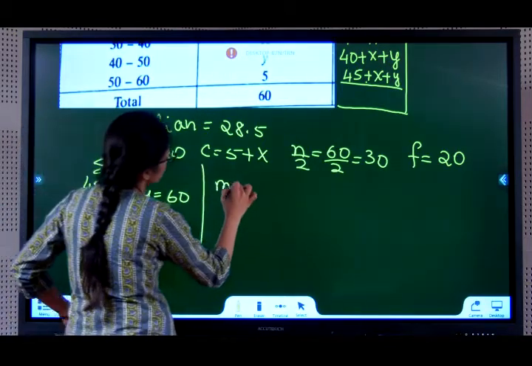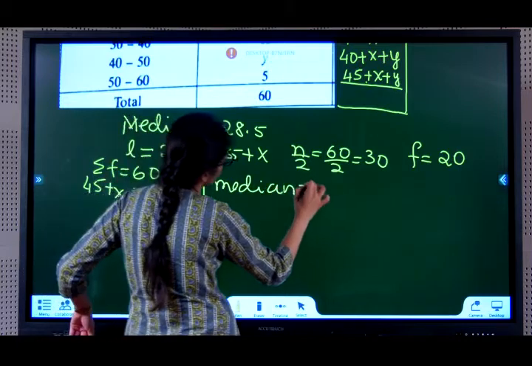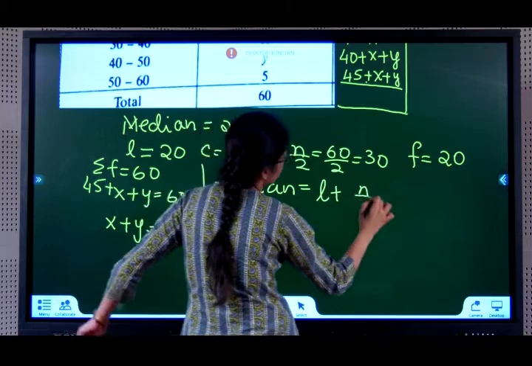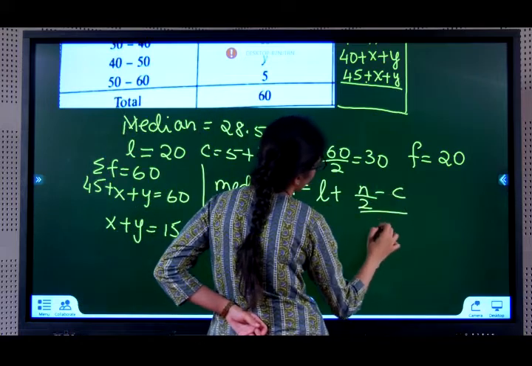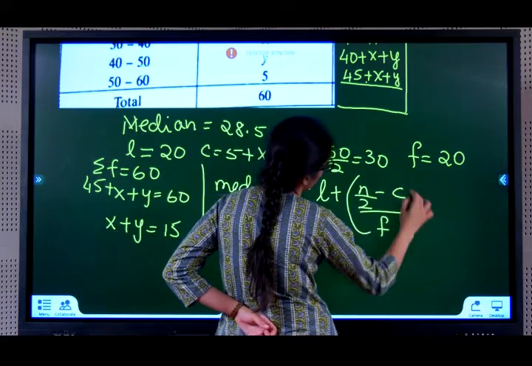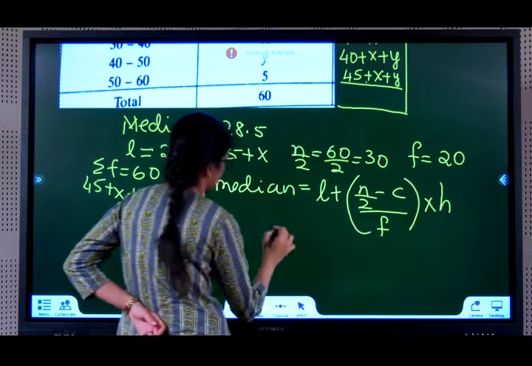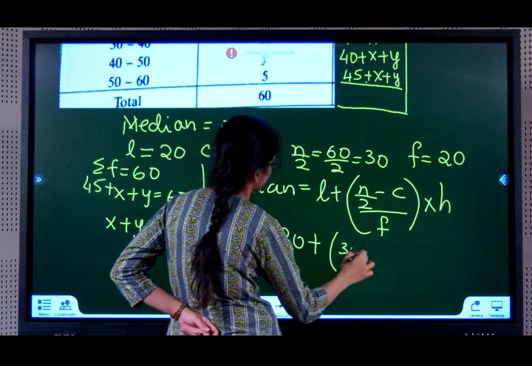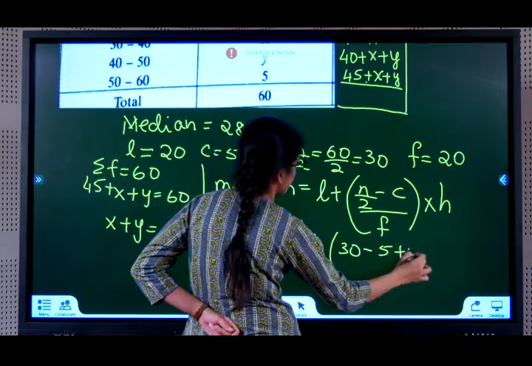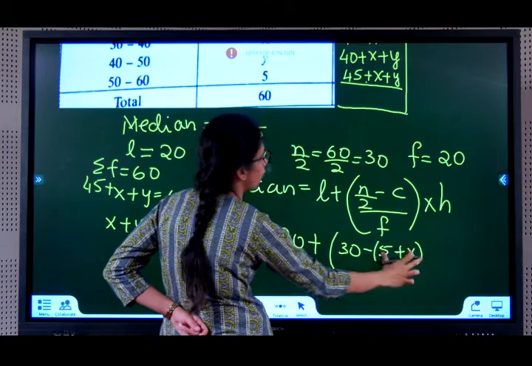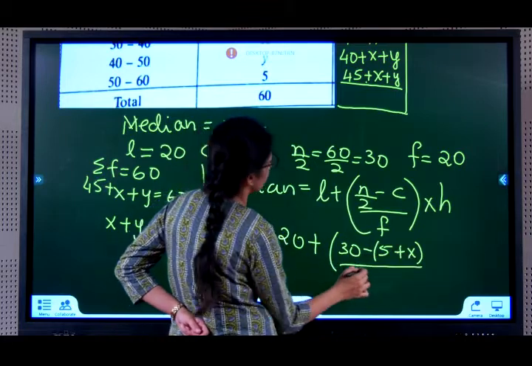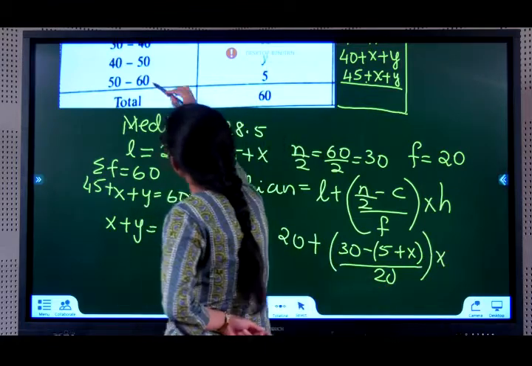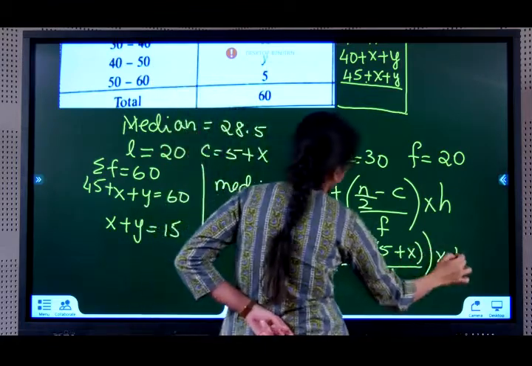Next, use the median formula. Median is equal to L plus n by 2 minus c by f into h. L 20 plus n by 2 30 minus c 5 plus x in brackets, because negative sign is for the whole c, f 20 into h. H is any two limits subtract, 60 minus 50, 10, so h is 10.